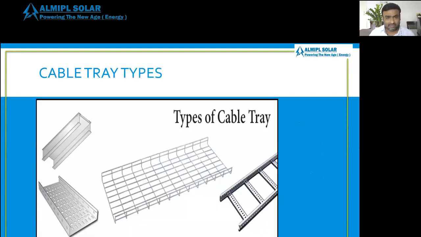So these are the cable tray types most regularly used. These 4 types of tray are market available.